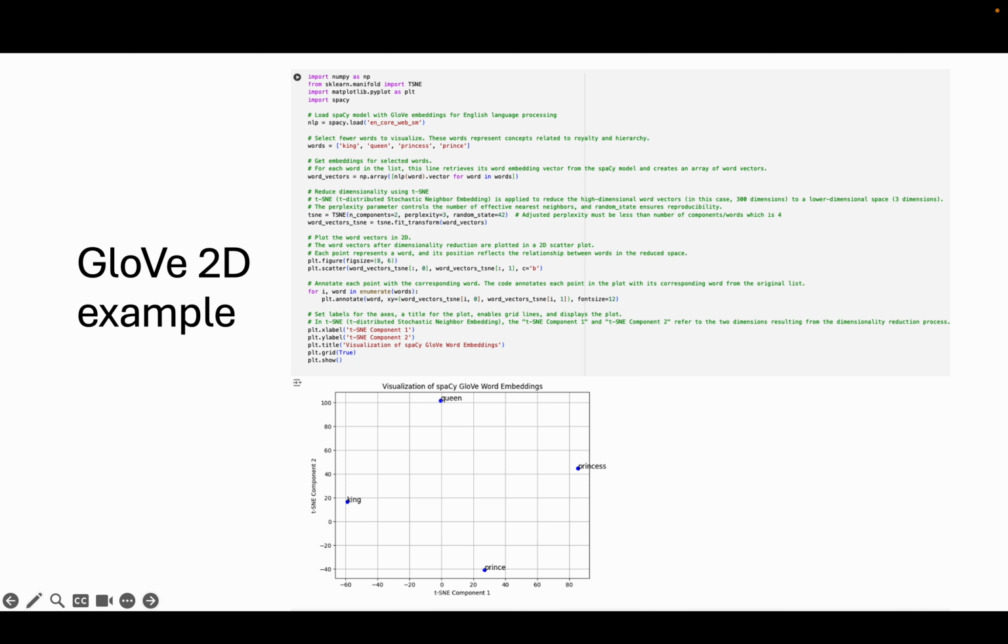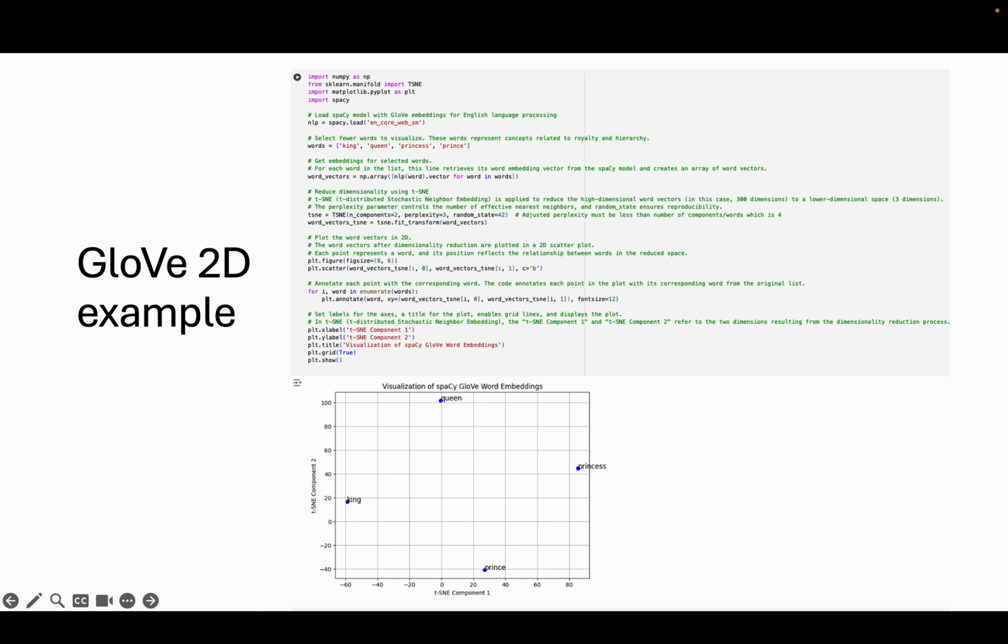Here's an example. In this visualization, we're exploring the semantic relationship between words related to royalty and hierarchy by leveraging spaCy's GloVe embeddings and the t-SNE dimensionality reduction. We transformed high-dimensional word vectors into a 2D scatter plot. In this 2D scatter plot, each point represents a word. The position of these points reflects similarity between words in the reduced space.